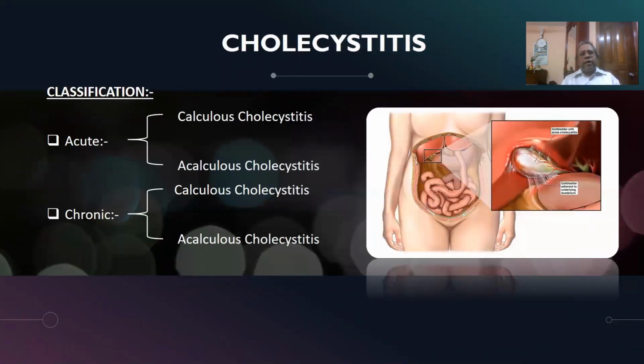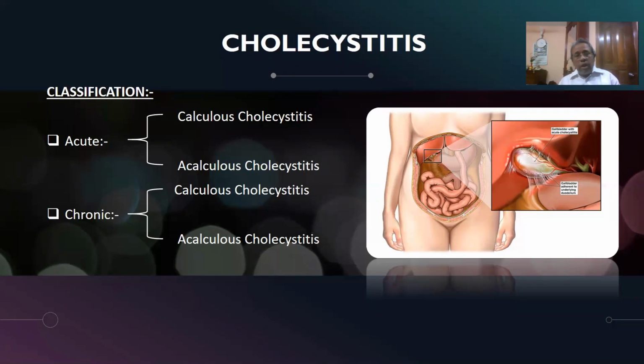So after that, we discuss cholecystitis, because the gallbladder has diseases such as stone formation. This is one of the diseases. Another disease is called cholecystitis. That cholecystitis has two varieties. That means inflammation of the gallbladder is called cholecystitis. Acute inflammation is called acute cholecystitis. Chronic inflammation is called chronic cholecystitis.